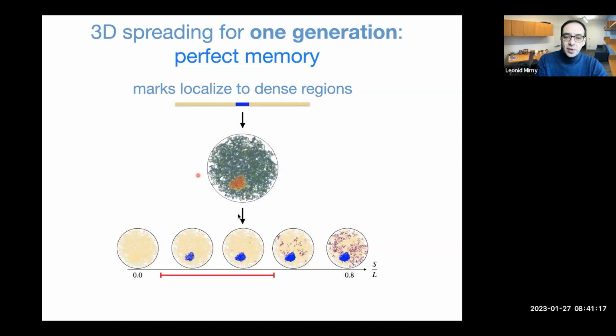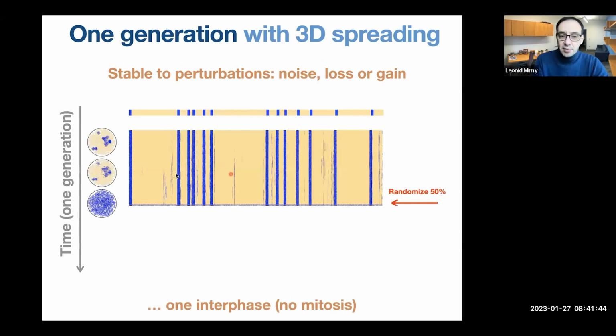In fact, you let the polymer fold, it will form this dense condensate of heterochromatin, and the marks will be remarkably stable in this dense compartment over a sufficiently broad range of the S over L parameter, the spreading rate over the loss rate. In fact, it gives perfect memory, and we want to understand why. Why do you get such a beautifully perfect memory? You can even perturb this memory.